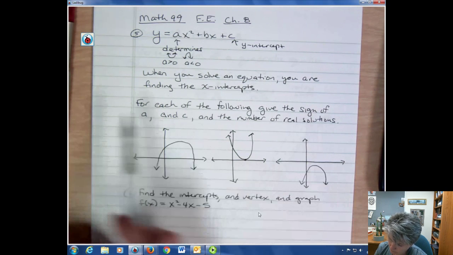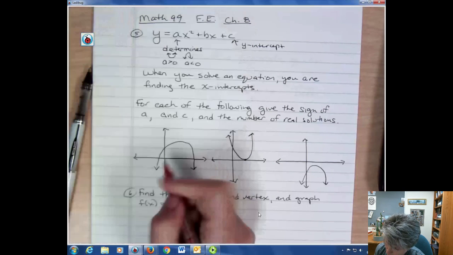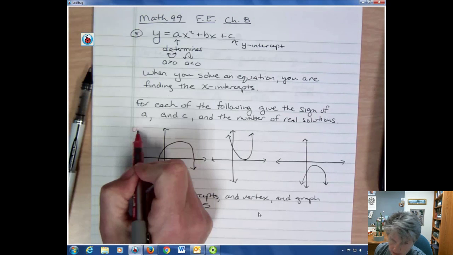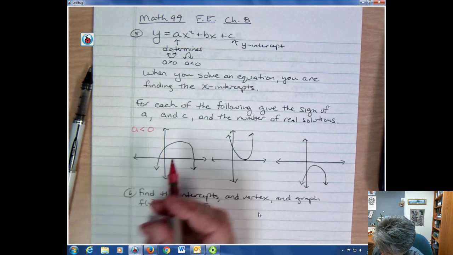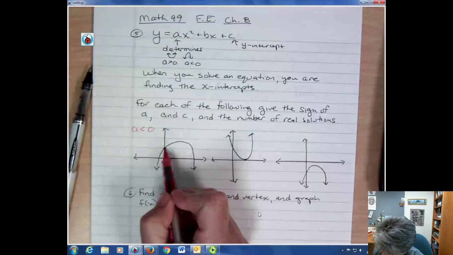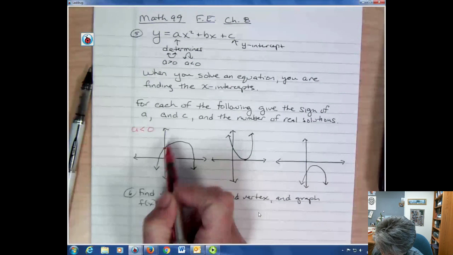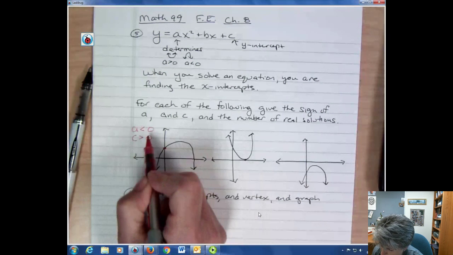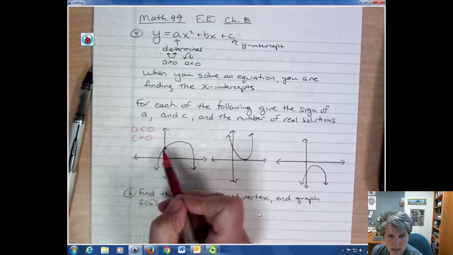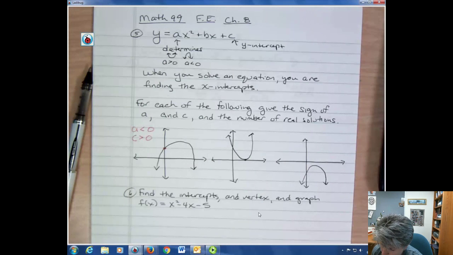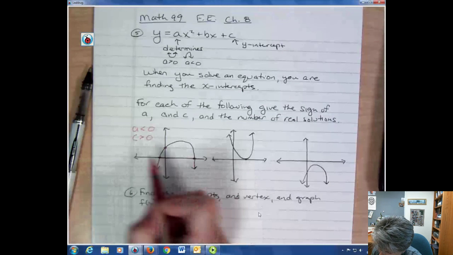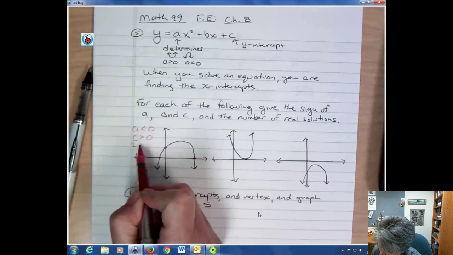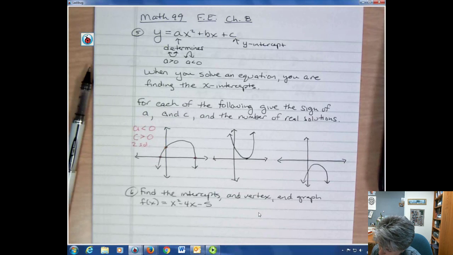Well, this is opening down, so I know for sure that A is less than 0. This one also is crossing the y-axis above 0, so I know that C has to be positive. I can just see from the picture. C is the y-intercept. Where does it cross the y-axis? Above 0, that's positive. How many real solutions? The solutions are x-intercepts, so there's 2 solutions. For this one, the equation is opening up.